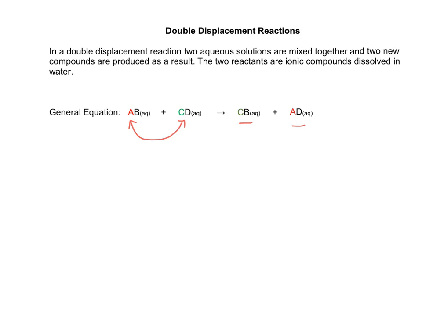So the cation A is now bonded to the anion D, and the cation C is now bonded to the anion B. Now you have to remember to pay attention to proper nomenclature. So we need to write proper formulas for our products.